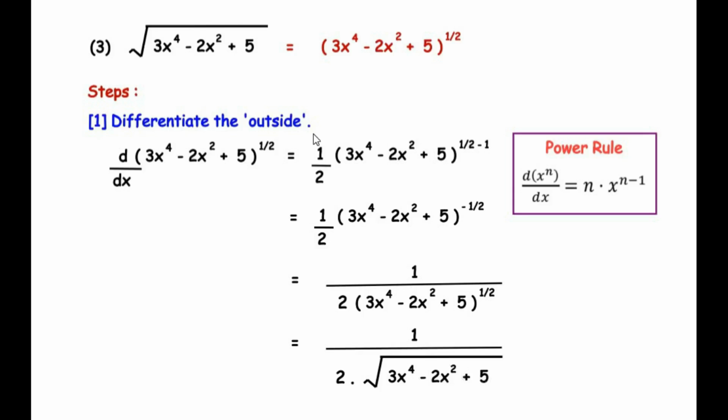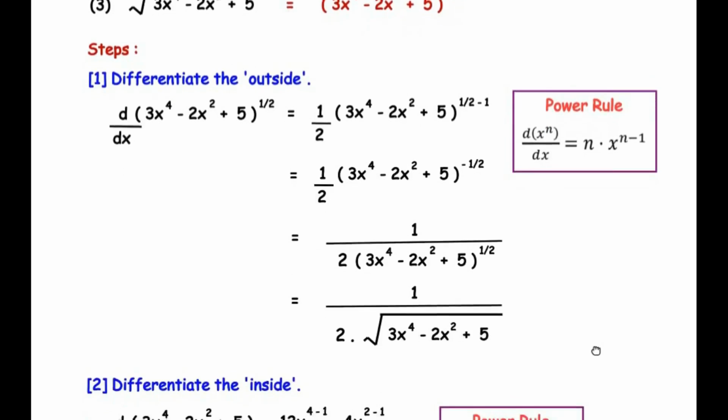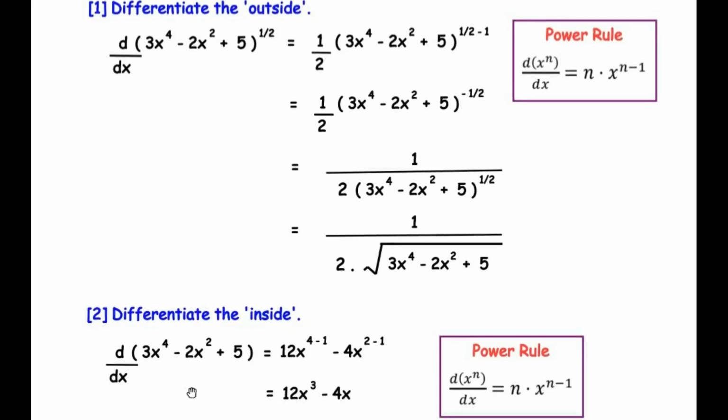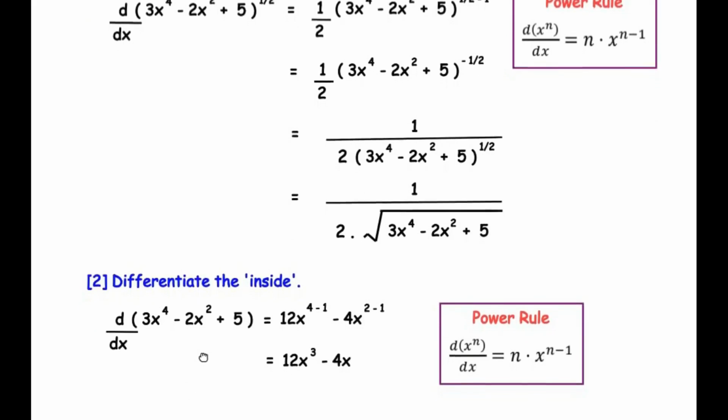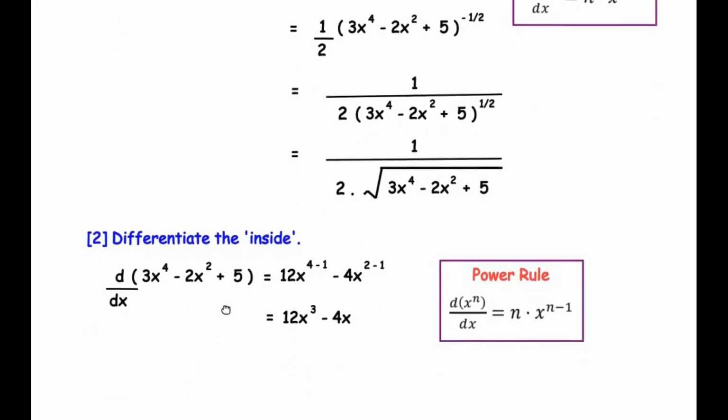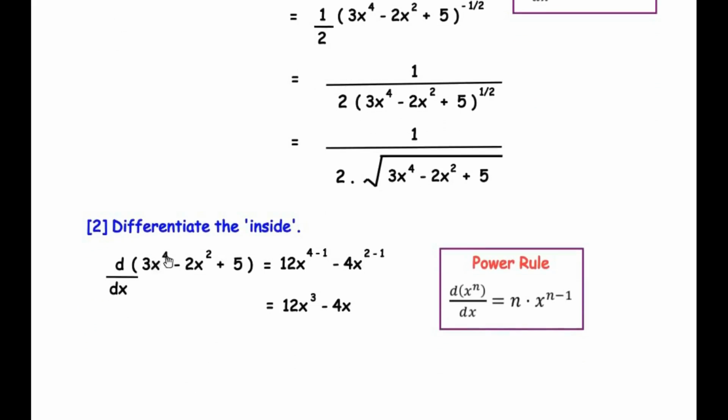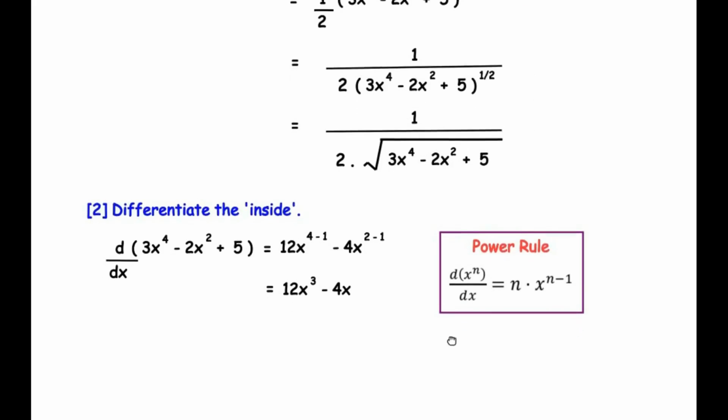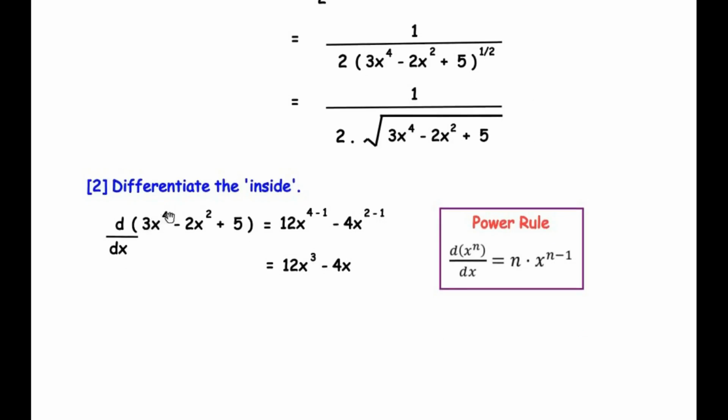Now let us move on to step number 2. That is, differentiate the inside term now. So we are going to differentiate 3x to the power of 4 minus 2x squared plus 5. So here, using again the power rule, I have written it over here for easy reference. We have written d by dx of 3x to the power of 4. Now here 4 jumps down and it multiplies with 3, giving us 4 times 3 as 12. Now the x power reduces by 1, that is 4 minus 1.